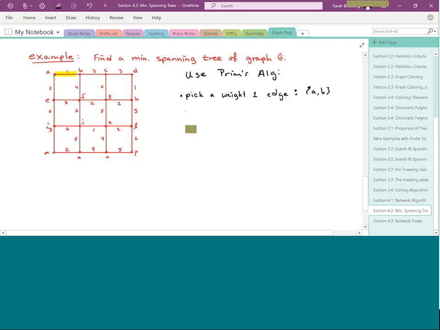Now, once you've picked whichever edge you've chosen, in our case AB, the only edges you can now select are going to be BC, BF, or AE.